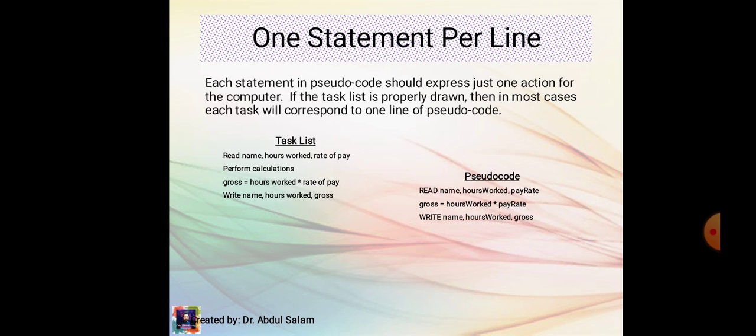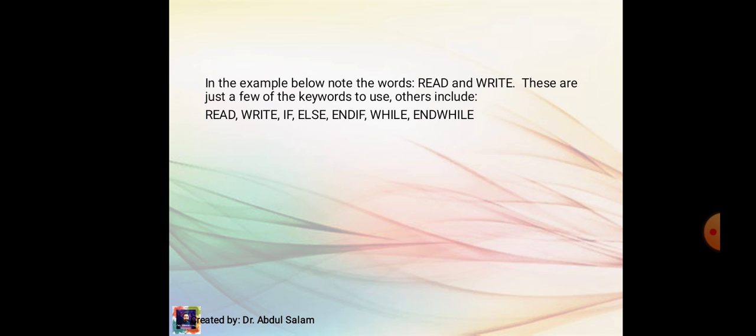Task list: read name, hours worked, rate of pay; perform calculations, gross; write name, hours worked and gross. And in pseudocode: READ name, hours worked, pay rate; gross equals hours worked multiplied by pay rate; WRITE name, hours worked, and gross. Note that the W and R are capitalized.